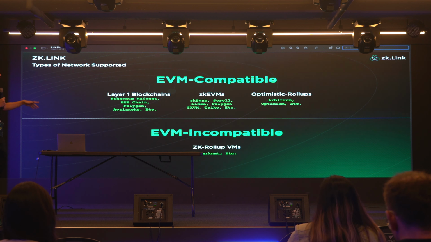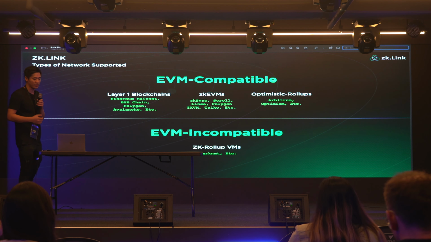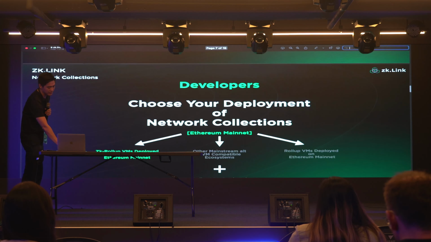And zk EVMs, the ones that we're familiar with, zk.Sync, Scroll, Linea, Polygon zk EVM, Taiko, etc., and optimistic rollups, including Arbitrum, Optimism, Base, Mantle, many ones that just launched based on the OP stack. And EVM incompatible zk VMs like Starknet, we're also doing integration on that, and just went live on the testnet. Will be live this month on mainnet.